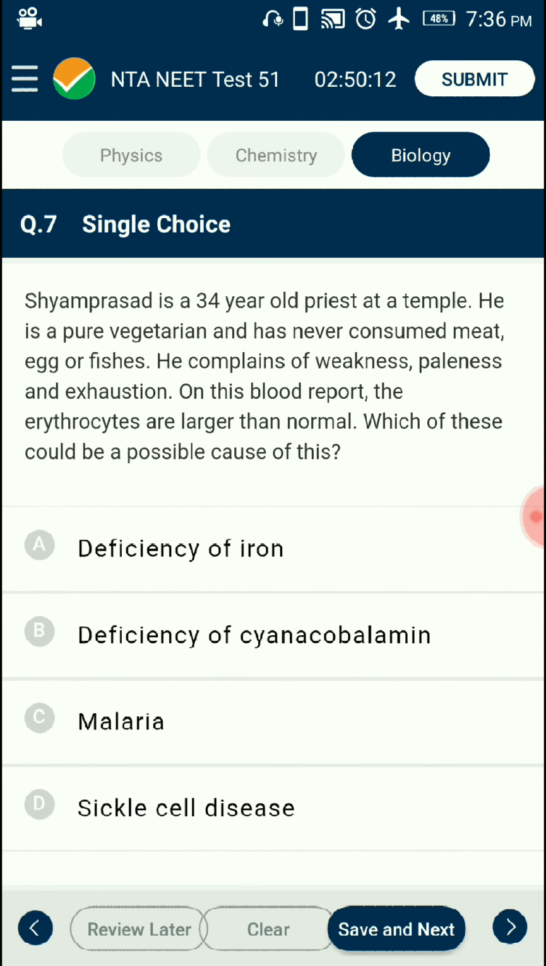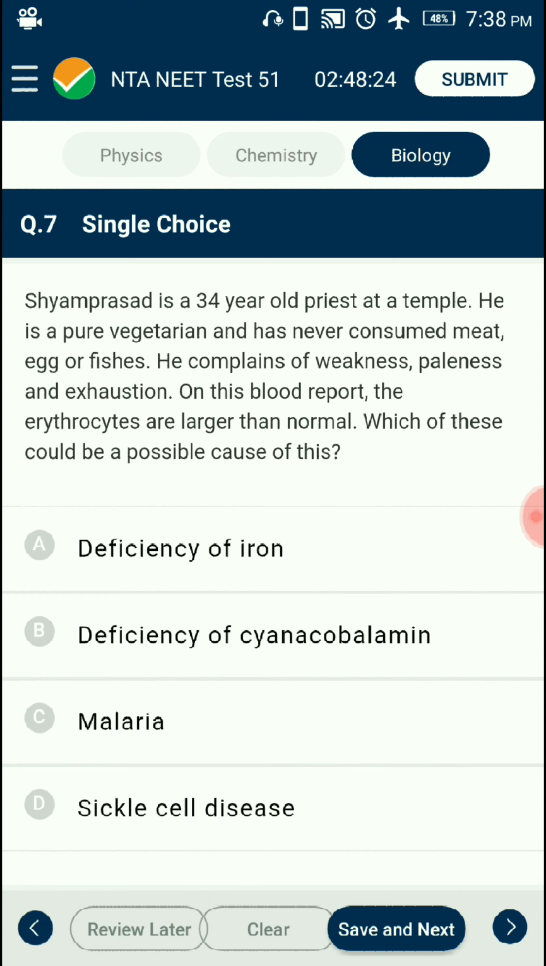Question number 7. Syam Prasad is a 34-year-old priest at a temple. He is a pure vegetarian and has never consumed meat, egg or fish. He complains of weakness, paleness and exhaustion. On his blood report, the erythrocytes are larger than normal. Which of these could be the possible cause of this? Weakness, paleness and exhaustion are symptoms of anemia. In iron deficiency anemia, the size of erythrocytes will be smaller than normal since hemoglobin is not formed.